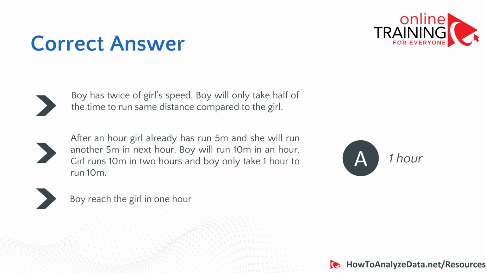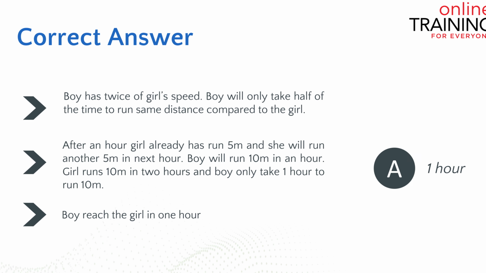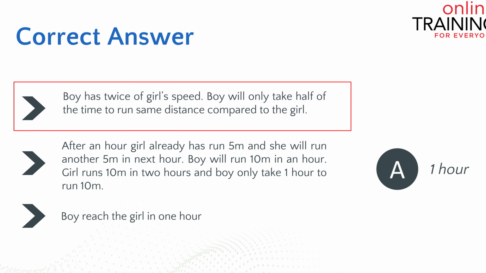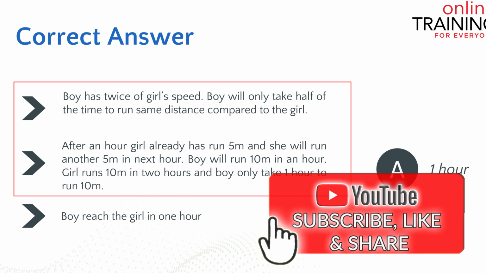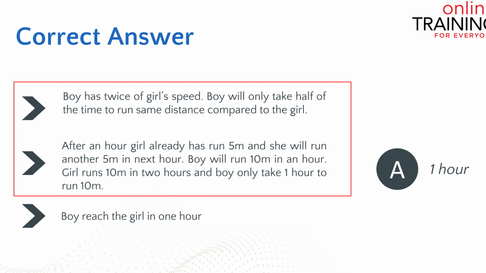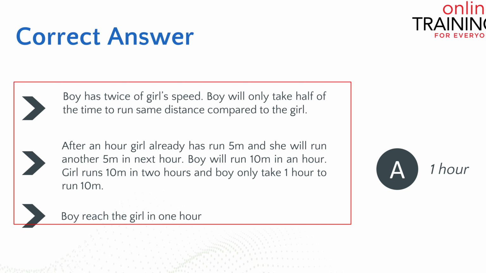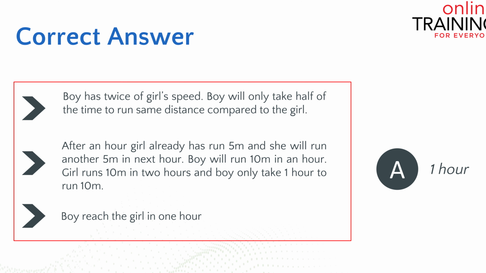The correct answer here is A, 1 hour. And here's the reasoning. The boy has twice the girl's speed. And for the boy, it will only take half the time to run the same distance compared to the girl. After an hour, the girl already ran for 5 miles, and she will run another 5 miles in the next hour. The boy, on the other hand, will run 10 miles an hour. The girl will run 10 miles in 2 hours, and for the boy, it will take only 1 hour to run 10 miles. So the boy will reach the girl in 1 hour. Hopefully you've got this one right.